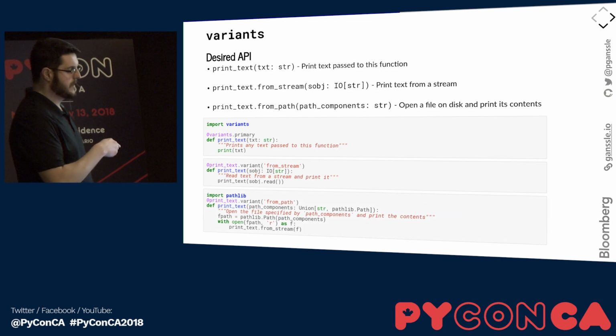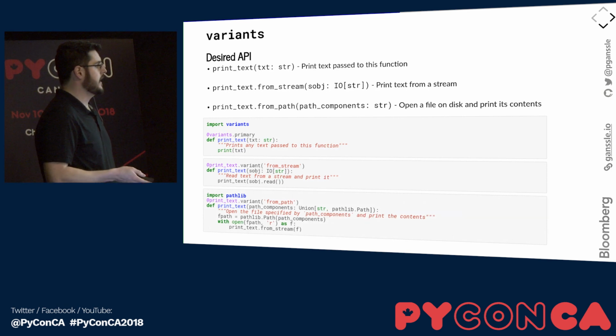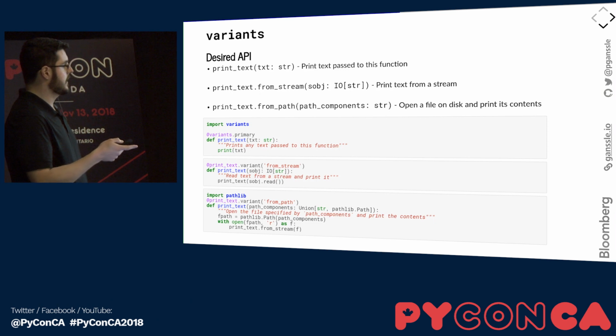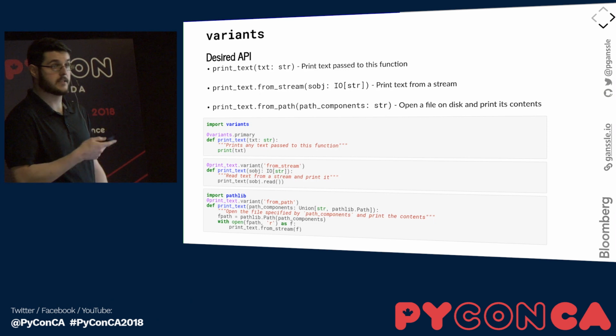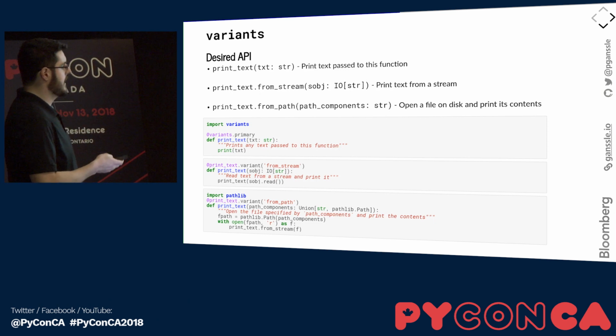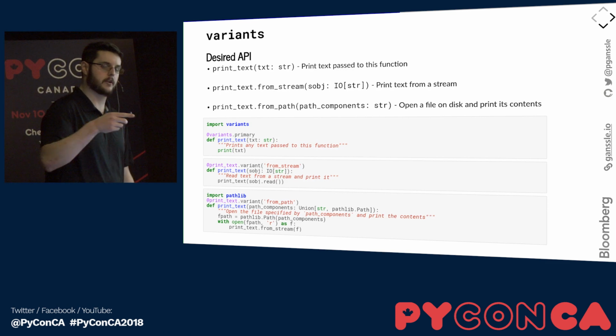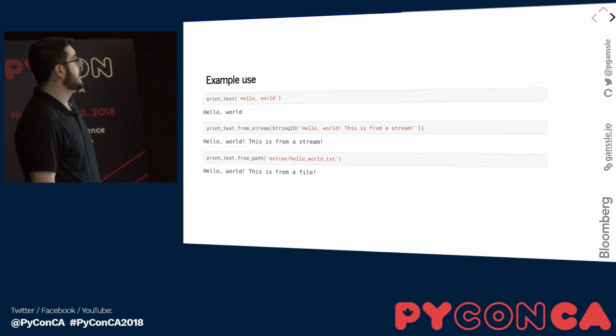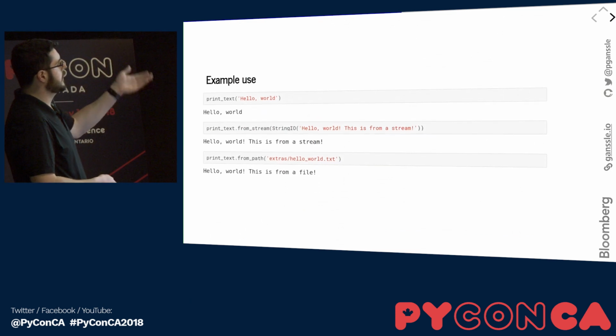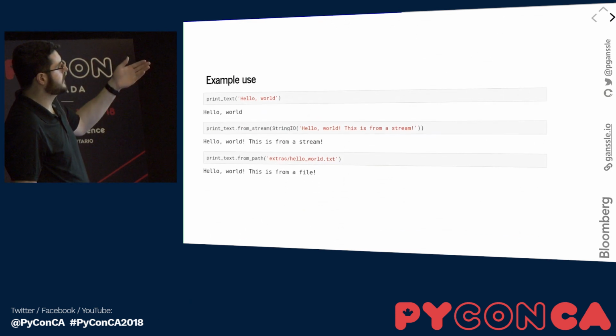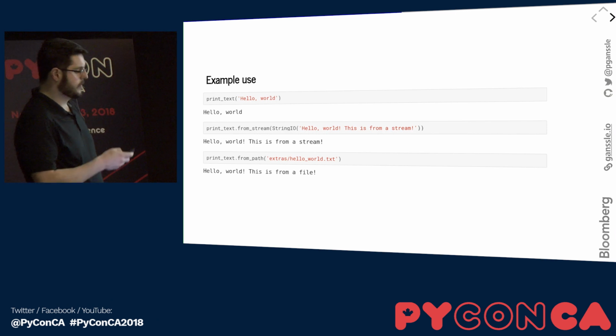And then I've implemented fromPath, which is the same thing. It interprets whatever you pass it as a file, opens that path, and then passes the stream that you got to the fromStream version. So they can call the primary, and they can also call other variants. And here's how it works. It works great, right? You have text, you have it from a stream, and you can read it from a file.